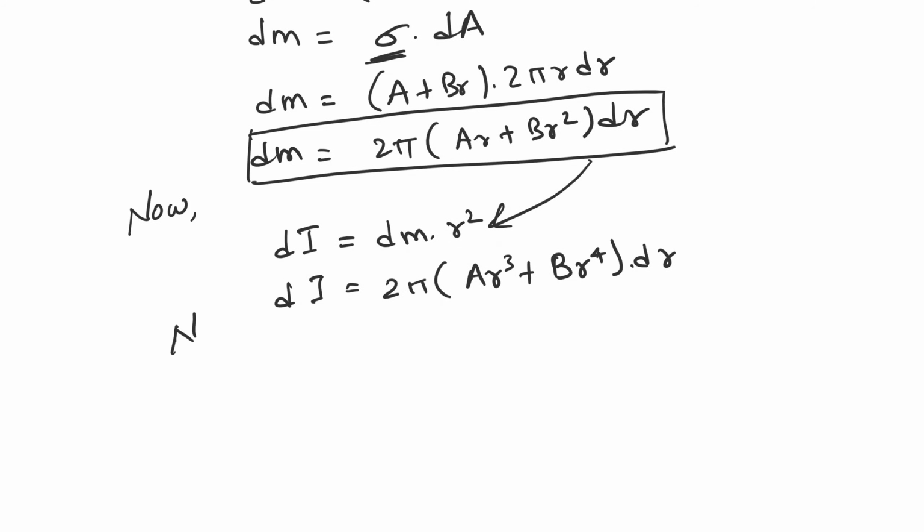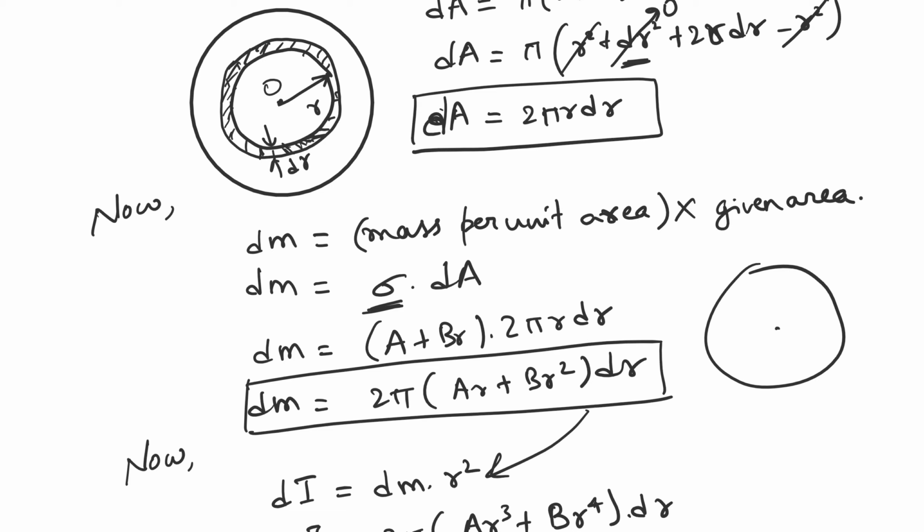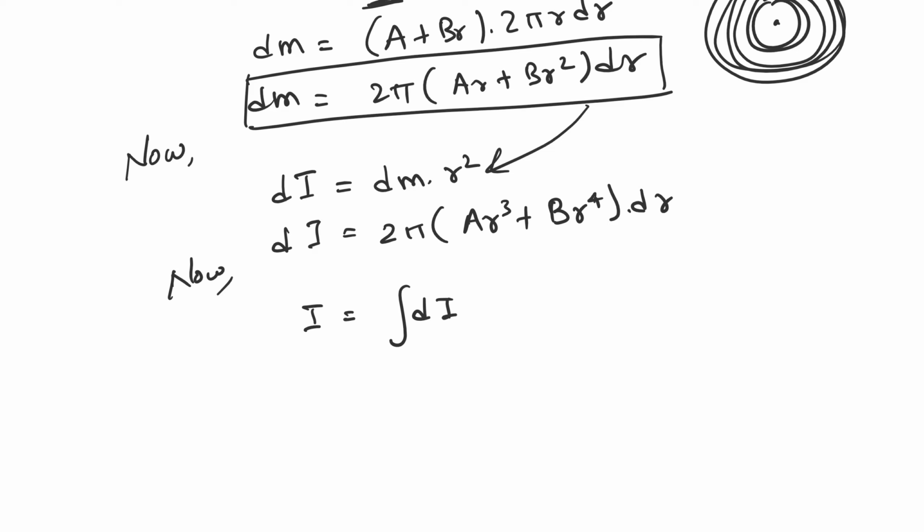Now we need to find the moment of inertia of the entire disk. We can consider the disk to be made up of small ring elements of increasing radius. So the moment of inertia of the entire disk is the summation of the moment of inertia of the ring elements. So we get the integration of 2 pi times (ar cube plus br to the power 4) dr. The variable is r, and r varies from 0 to a.